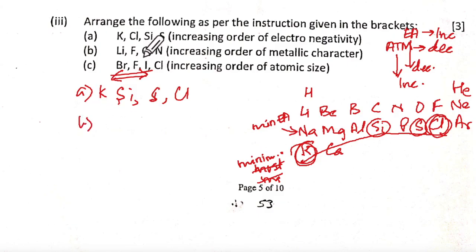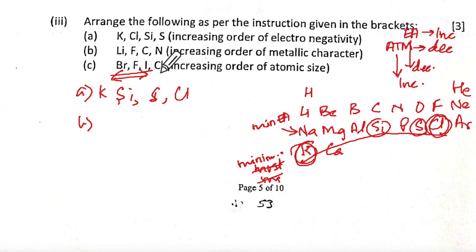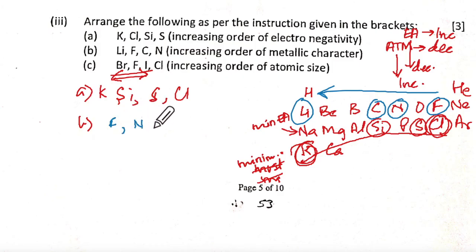Then Li, F. Now I'm going to use another color, otherwise I'll get confused. So Li is here, F is here, C is here and N is here. This is period 2, increasing metallic character. Metallic character decreases this way, so I'll go this way. What will it be? F, then N, then C, then Li.